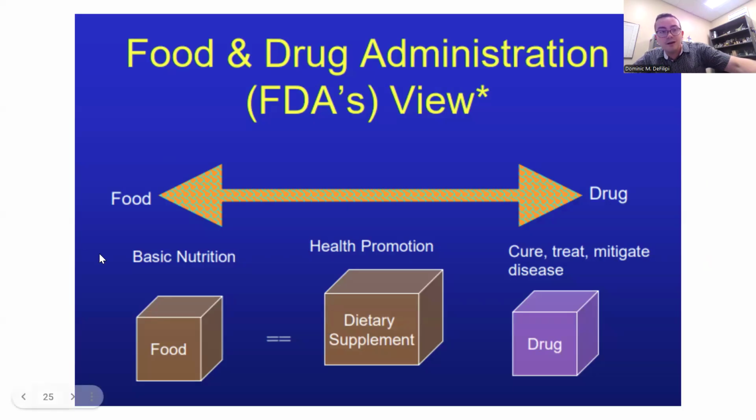Anyway, dietary supplements fall in this area of health promotion, which is somewhere between the spectrum of a food to a drug. So a food provides basic nutrition to someone, right? It provides those primary metabolites. A drug, on the other hand, is meant to cure, treat, or mitigate disease. The dietary supplement falls in the in-between on this spectrum, as do natural products, these secondary metabolites, which provide a benefit beyond basic nutrition and work towards the field of health promotion.